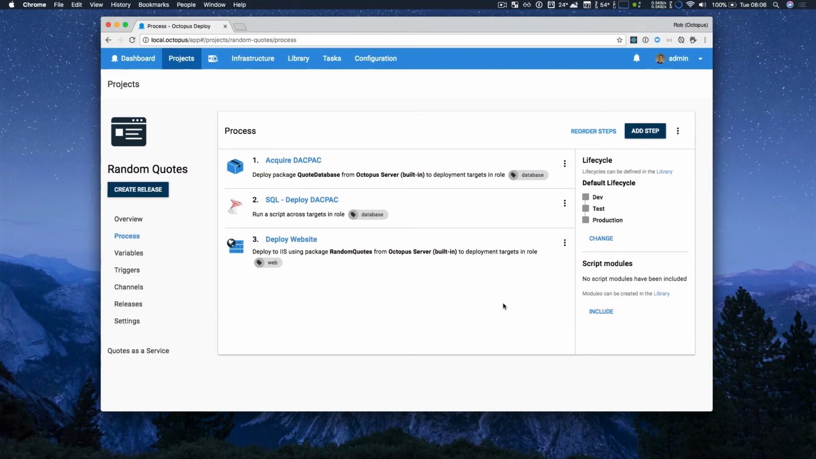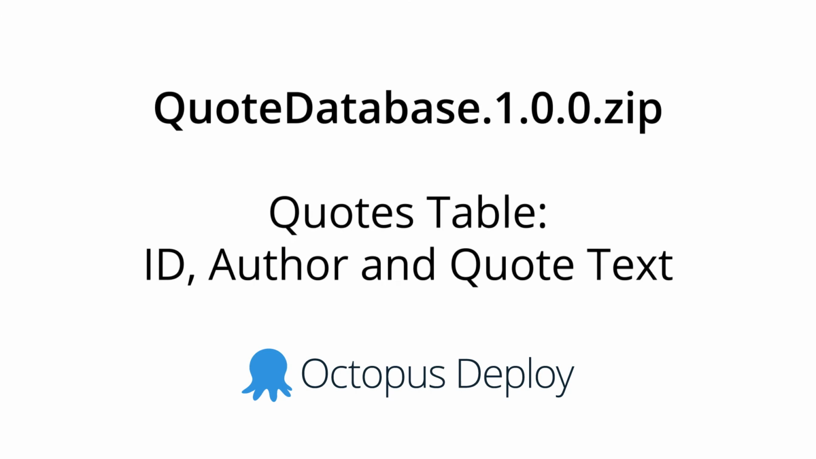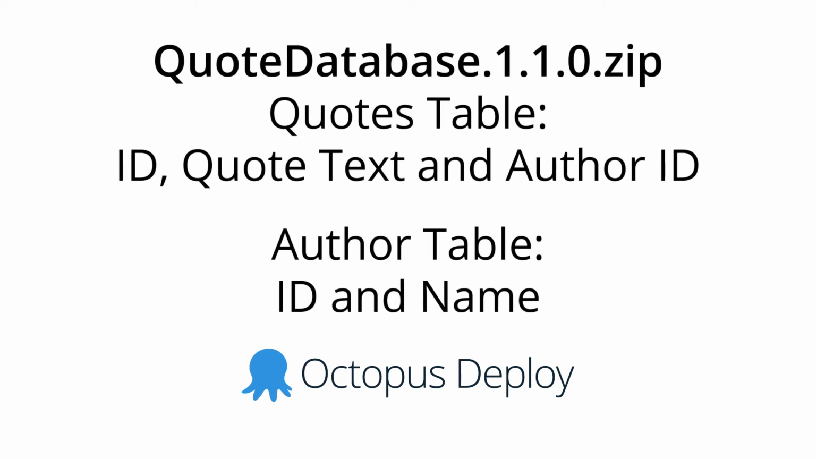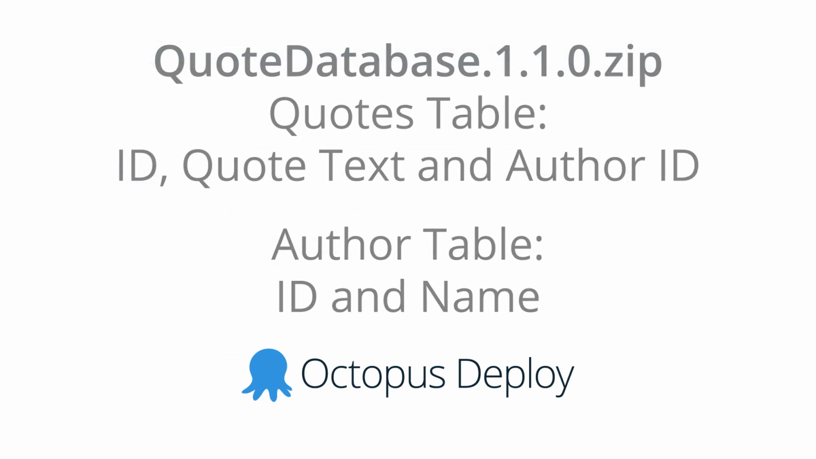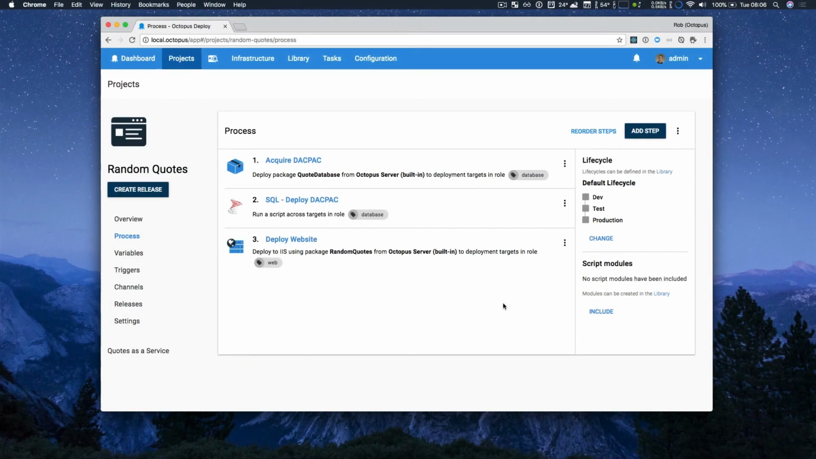We're going to create 2 releases with different package versions. The first release has packages with version 1.0.0, and it includes the single quotes table with author and quote text together. The second release has packages with version 1.1.0 and splits out the author details into its own table and adds a foreign key linking quotes to author. So let's see how this goes.